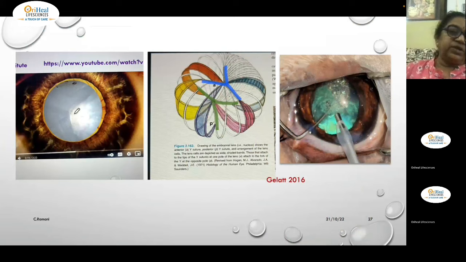And in this lens, I don't know whether you are able to appreciate, there is a Y suture here. These are all the lens fibers. When they join together, they form a Y. This is the anterior Y on the anterior side, and this is the posterior Y on the polar side. And this posterior polar Y is very important.